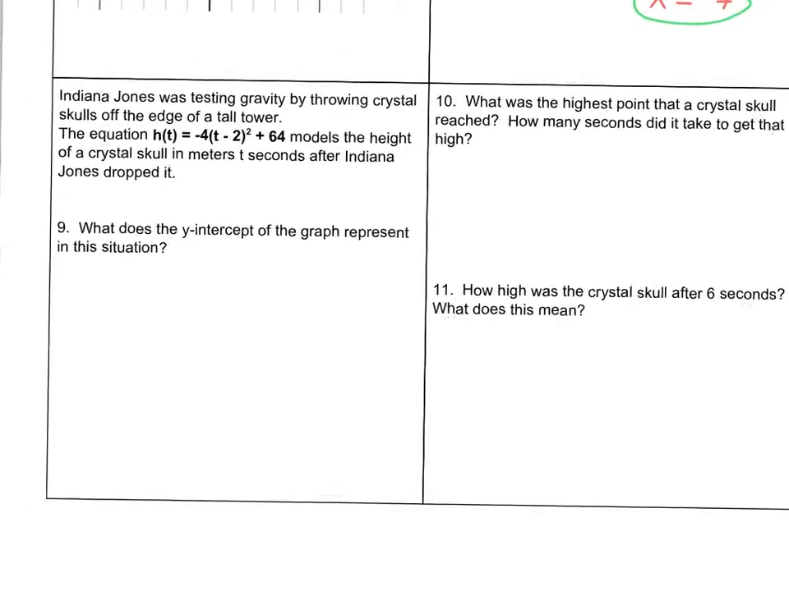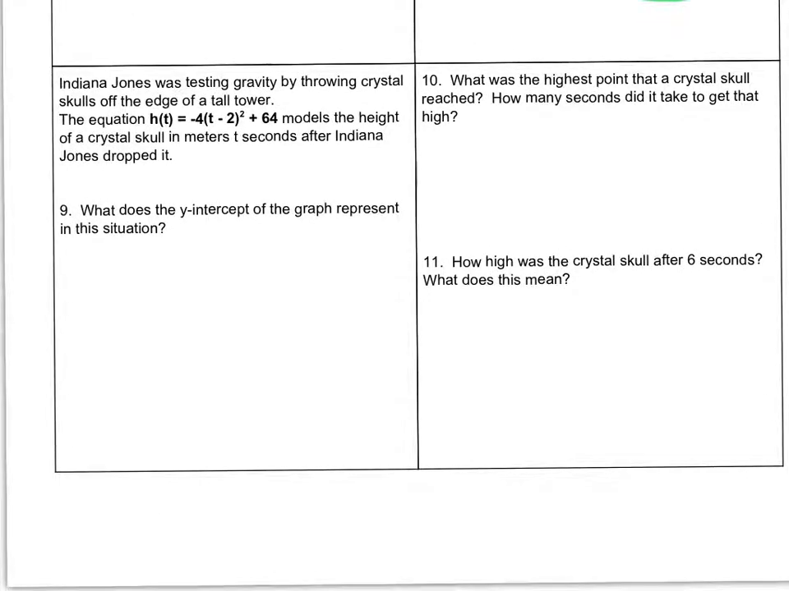For numbers 9, 10, and 11, we're dealing with a situation where we have Indiana Jones throwing some crystal skulls off the edge of a tall tower. I guess that's how he deals with making a bad movie. We are given an equation, and this is modeling the height of a crystal skull t seconds after Indiana Jones drops it. Okay, so that's t is how many seconds.